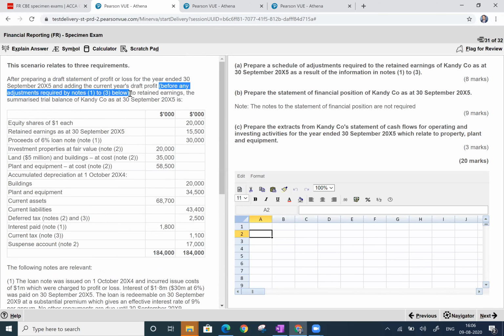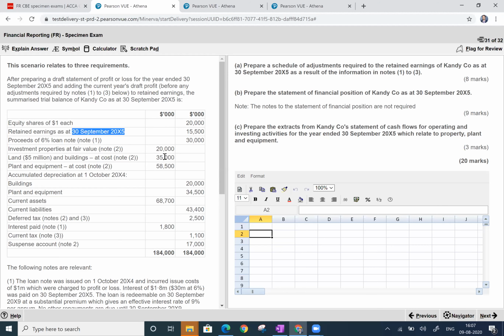It's almost the same. Continuing with the trial balance: equity shares of $1 each. Retained earnings at 30 September x5 is the closing retained earnings including profit. Proceeds of 6% loan note, note 1. Investment property at fair value, note 2. Land 5 million and building at cost, note 2, total 35,000. So land is 5 million and building will be 30 million.